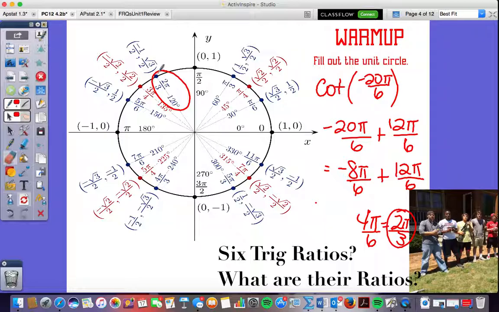Almost done. Let's finish strong. Y'all are rocking. What is the x here? -1 over 2. Good, Kevin. -1/2. And what's the y? Root 3 over 2. Nice.